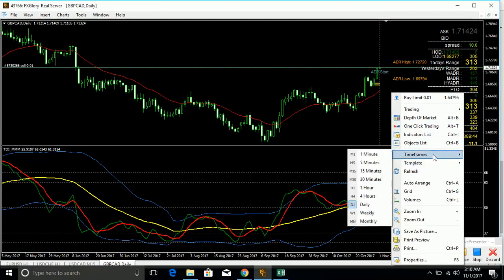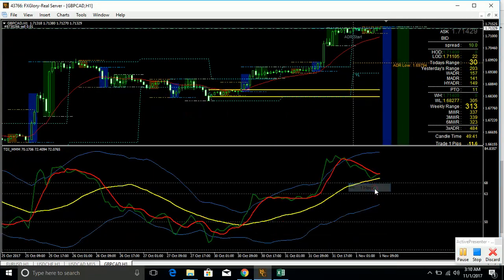Let's go in and look at something closer, like the hour. Here we are on the hour. Okay, now on the hour, you can clearly see that we have been exhausted. That's the word I want to use. We have been exhausted up here above the 63 and the 68 level. So now price is being forced to come back down in containment.